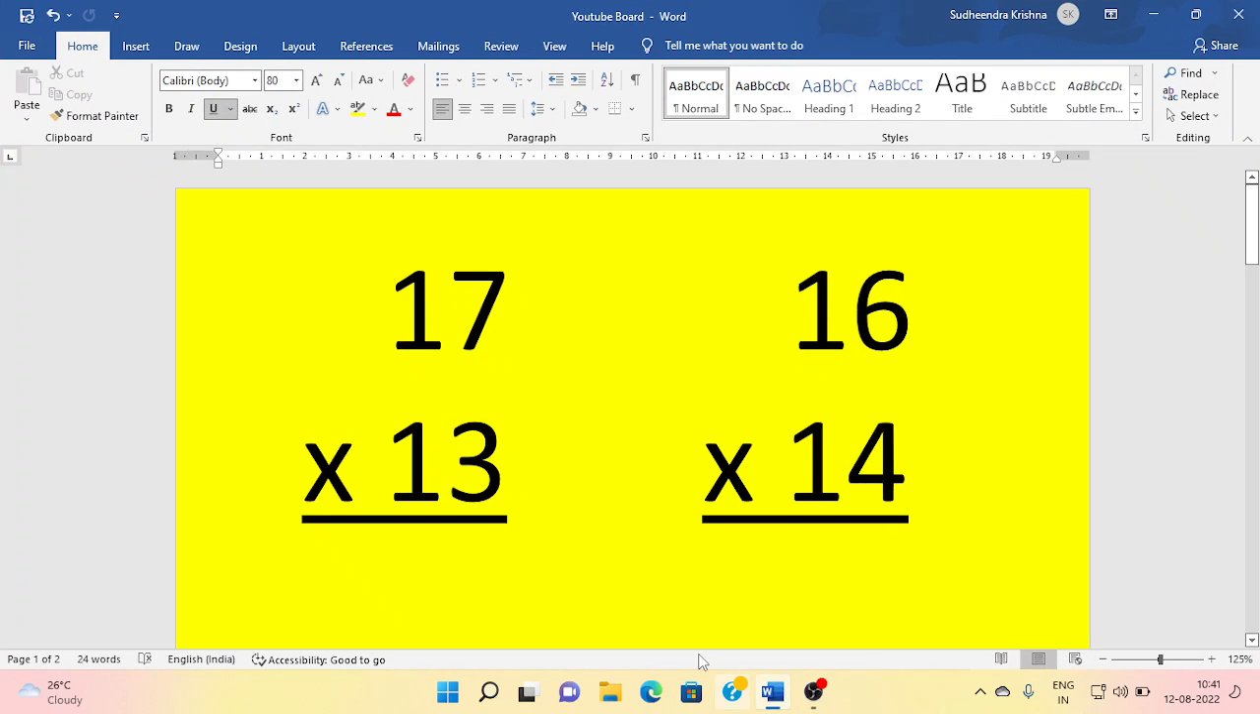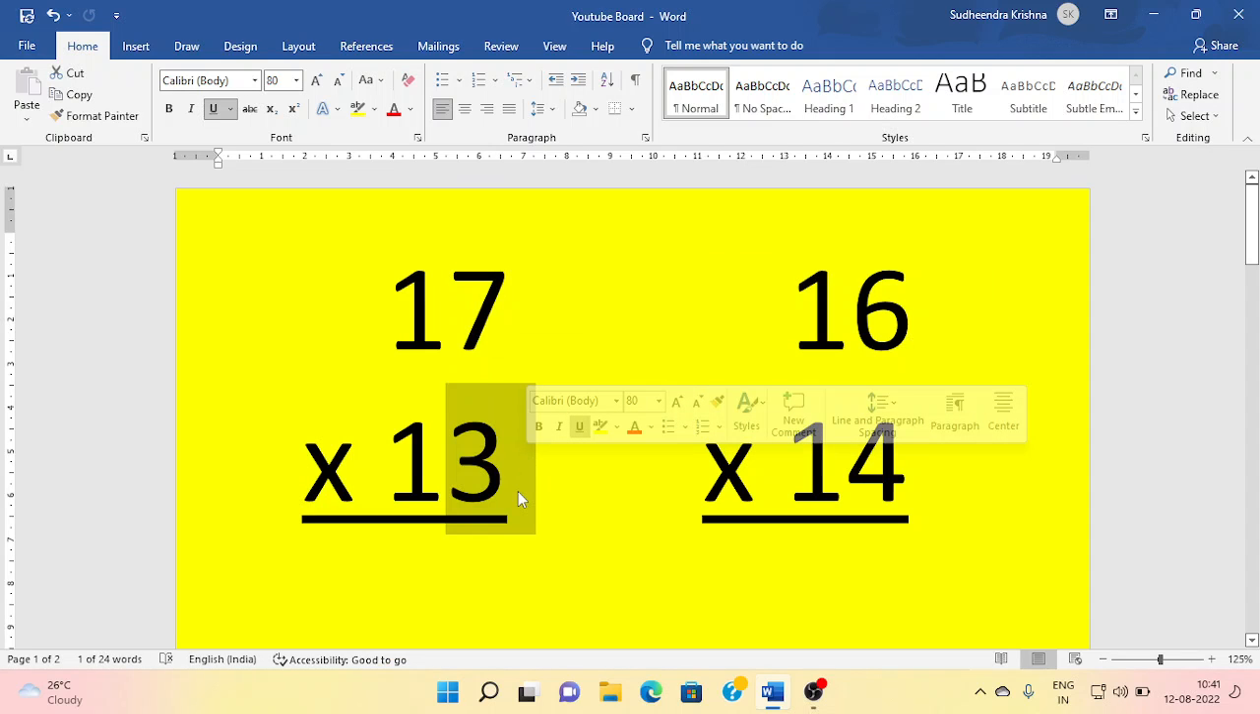So on the screen you can see two numbers, 17 and 13. We have to multiply the numbers 17 and 13. If you observe these two numbers, in the tens place of both the numbers you have 1, which is the same. And in the units place, in the first number you have 7, and in the units place of the second number you have 3. Now if you add these 7 and 3, you will get 10 as the answer. So 7 plus 3 is equal to 10.